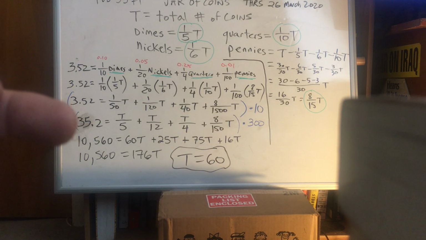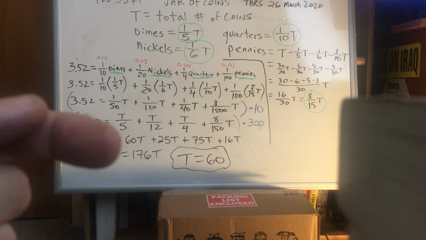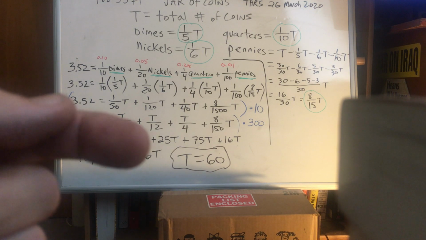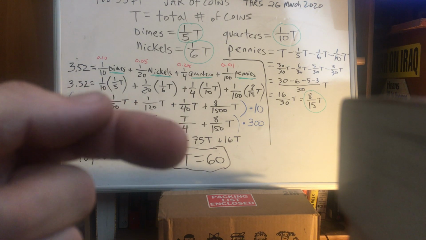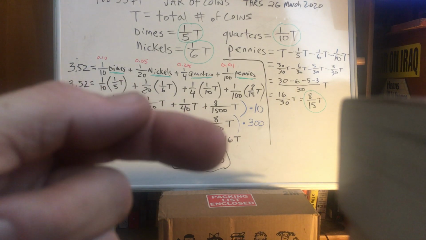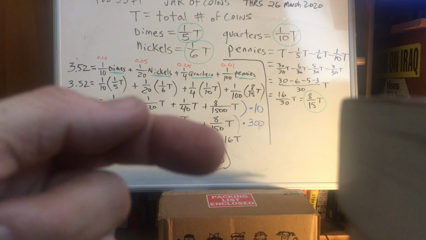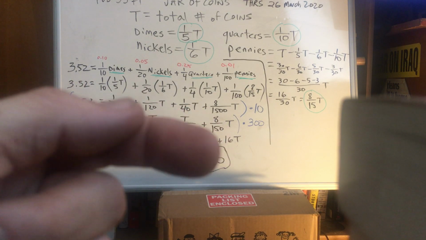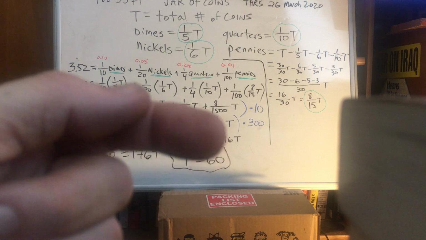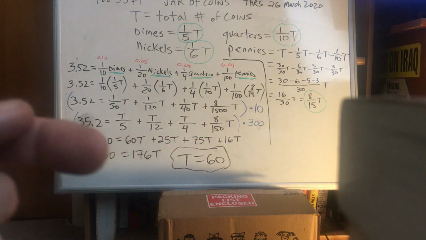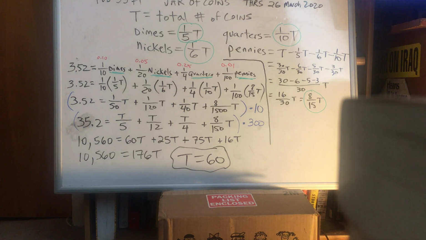This is 300 times 35.2, 300 divided by 5, 300 divided by 12, 300 divided by 4, 300 times 8 divided by 150. 300 divided by 150 is 2, times 8, another way of thinking about it. Then you just solve, and bada bing, bada boom, you got the total, and it is 60.